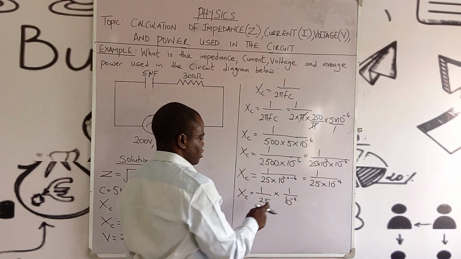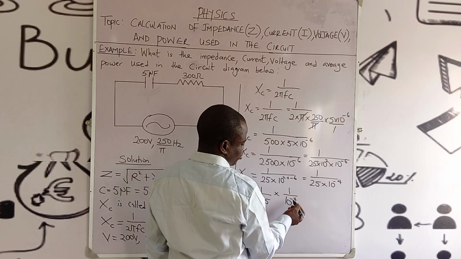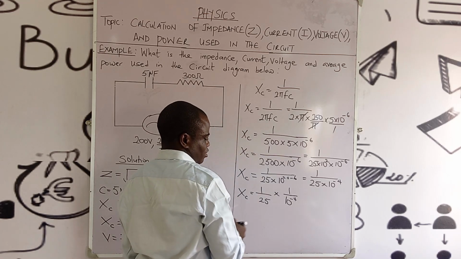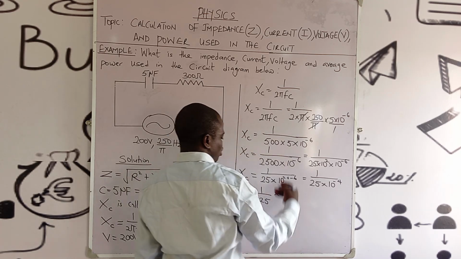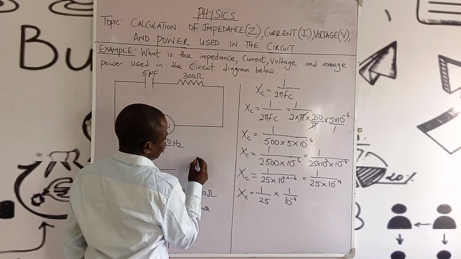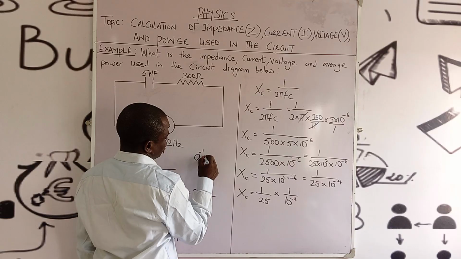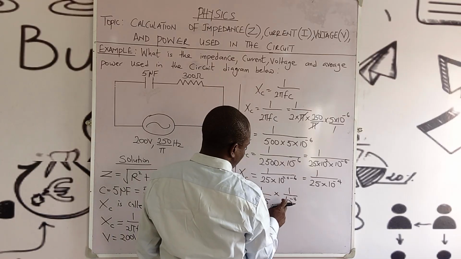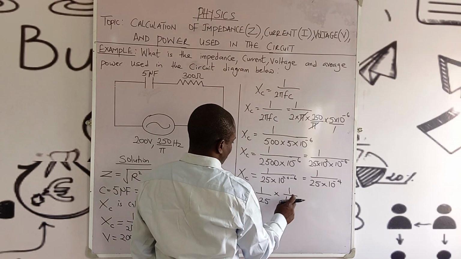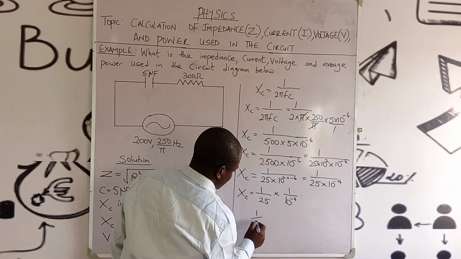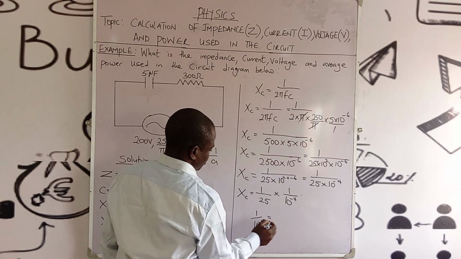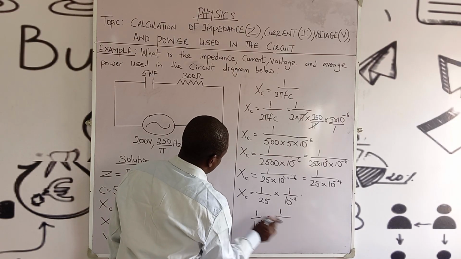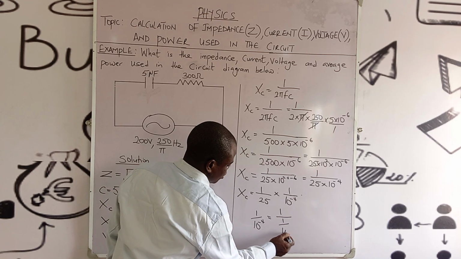Now, in indices, when this 10 to the power minus 4 wants to go up, it turns to positive because of this division. Minus 4 turns to positive, because in indices we also do like this: a raised to the power minus 1 equals 1 over a. So 1 over 10 to the power minus 4, let's follow the indices, becomes 1 over 10 to the power 4.